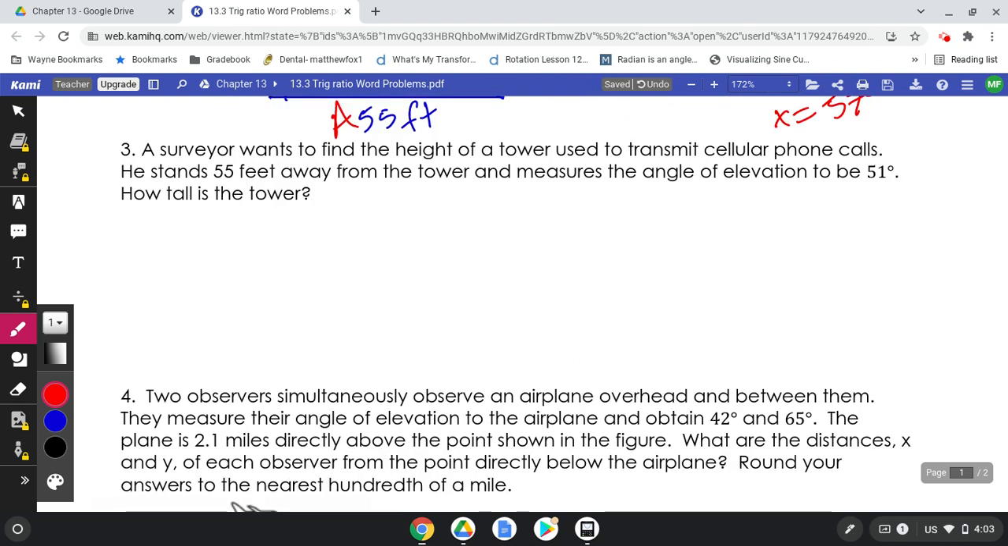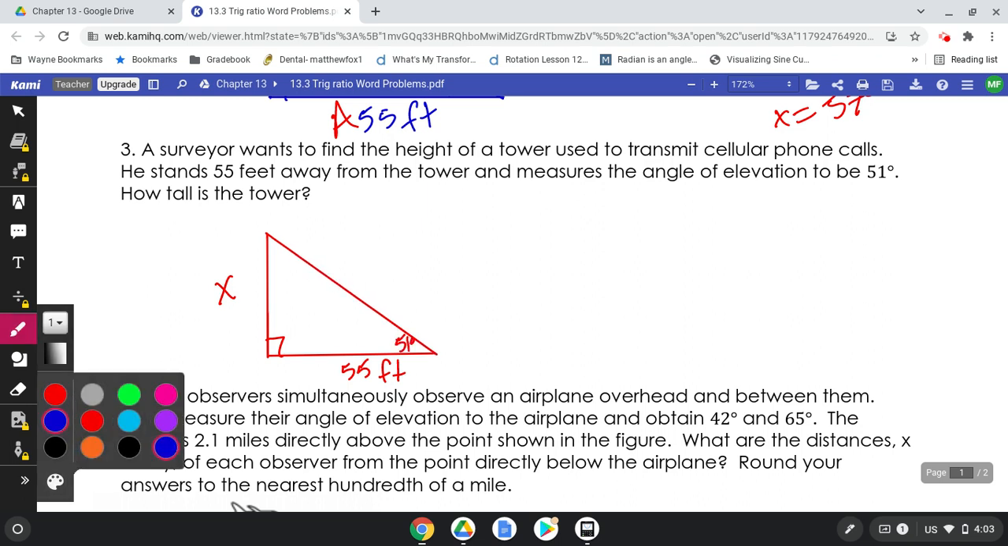All right. The next one, a surveyor wants to find the height of a tower. So here's our tower we're trying to find the height of. And it says they stand 55 feet away. And we know that the angle of elevation is 51 degrees. So once again, we label them. This is O. This is A.